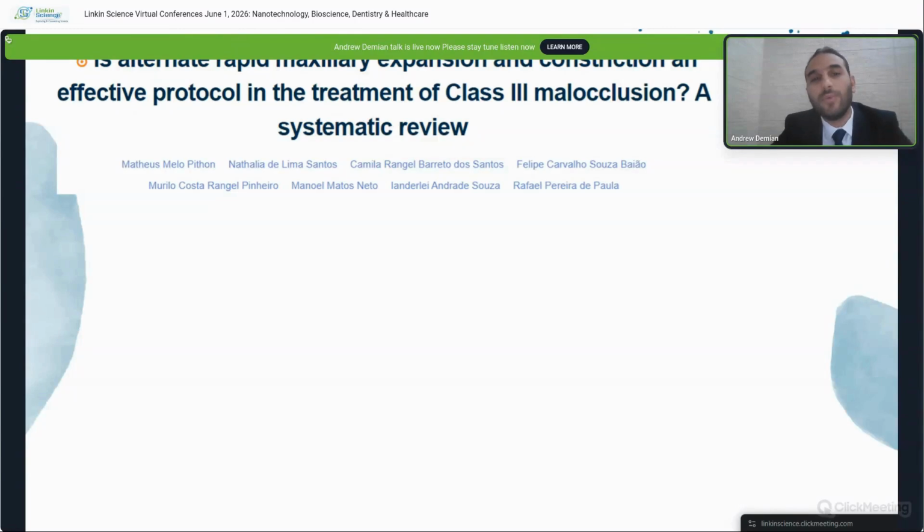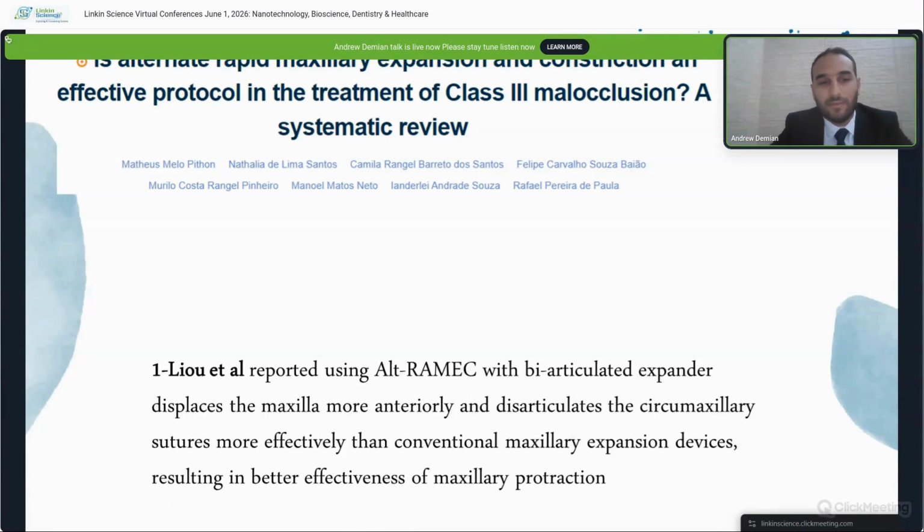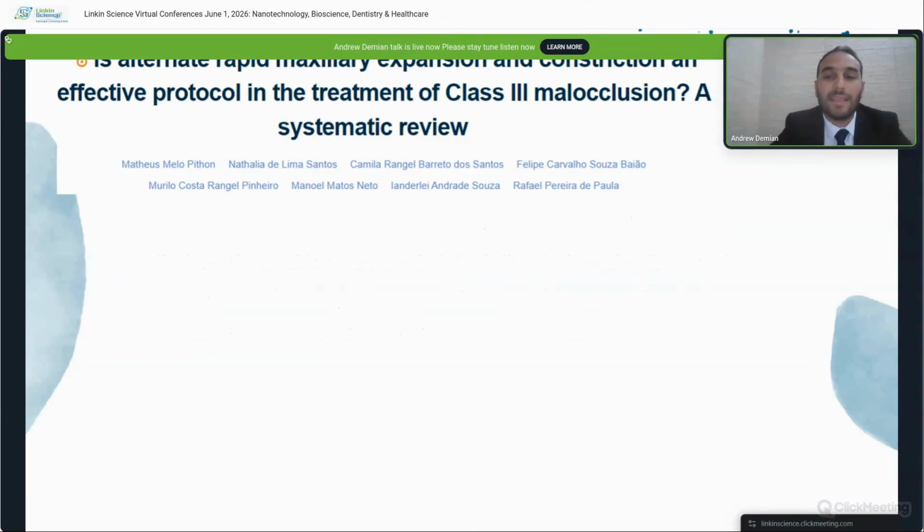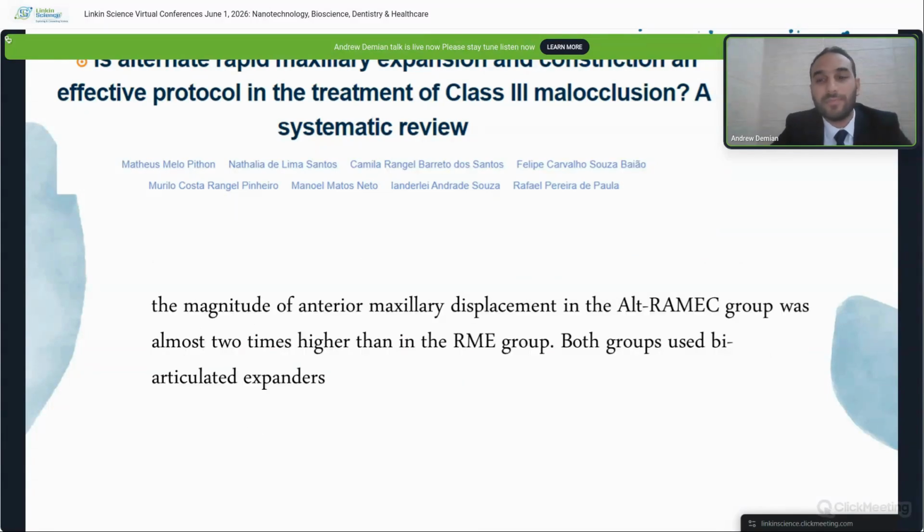Before doing this study, we needed to read enough research. A systematic review asked a very important question: whether this ALT-RAMEC protocol was an effective protocol in the treatment of class 3 malocclusion or not. The first study, by Liu, says that yes, it was very effective because it disarticulates the maxilla from the circummaxillary sutures, and this results in better effectiveness of maxillary protraction. He says that the magnitude of the anterior maxillary displacement is about double that of regular expansion.